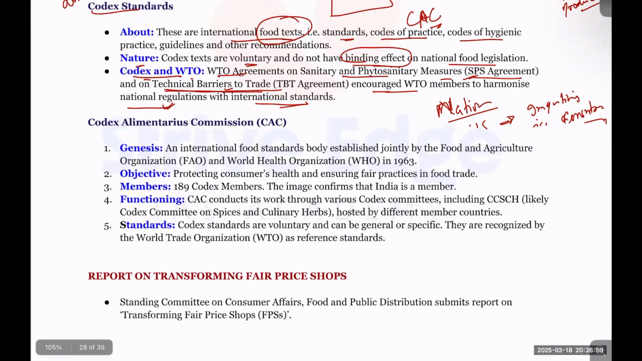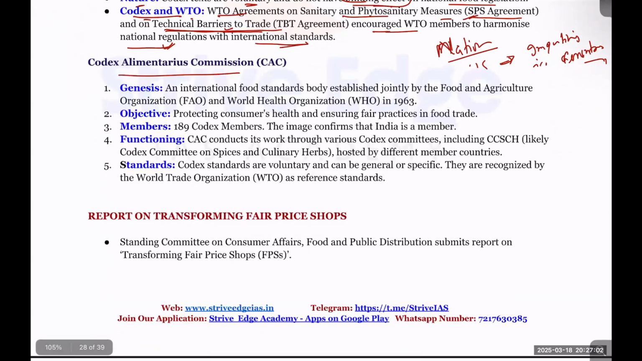Now, what is the Codex Alimentarius Commission, CAC? It is an international food standards body which has been established jointly by the Food and Agriculture Organization, FAO, as well as WHO, World Health Organization, in 1963. So two bodies have come together to form this body. Its objective is to protect the consumer's health and ensure fair practices in food trade. Okay, it relates to food trade. Its members are 169, and it functions through various codex committees, including CCSCH, which is the Codex Committee on Spices and Culinary Herbs, right?